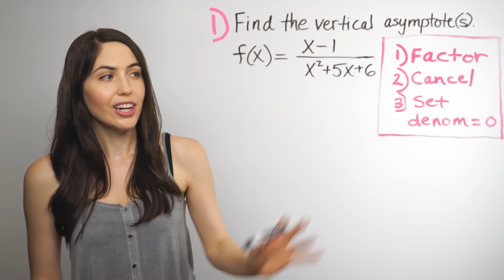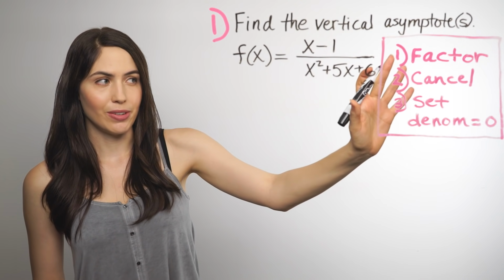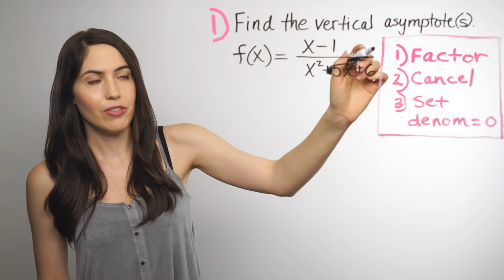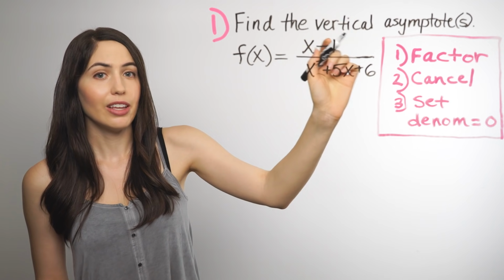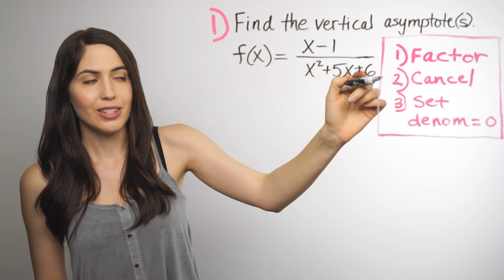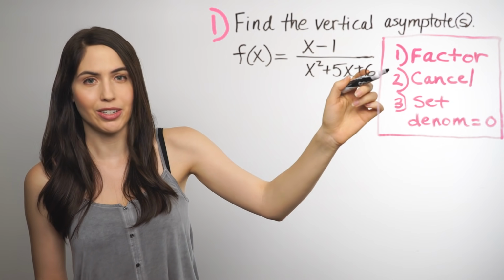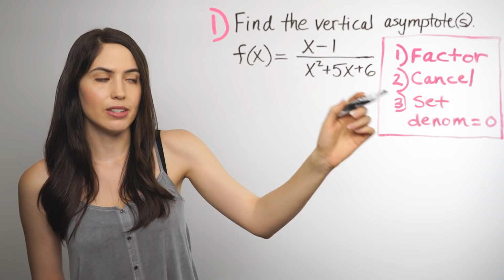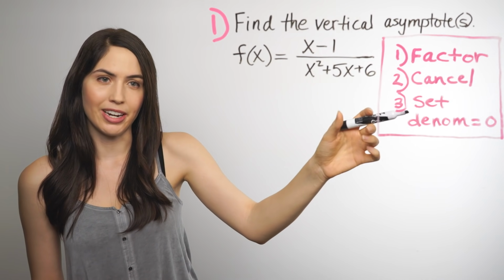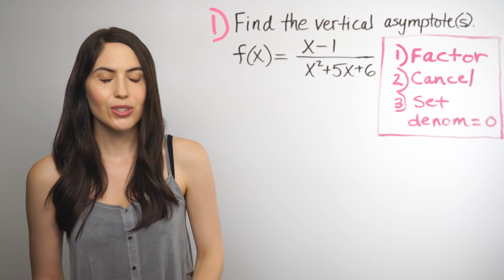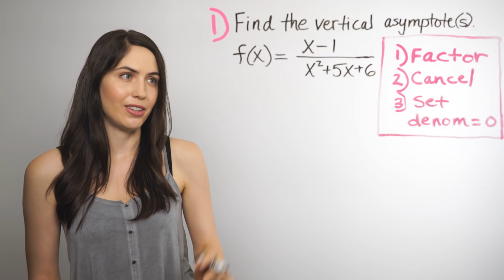Okay, so here are the 3 steps you can always use to find the vertical asymptotes of a rational function. The first is to factor the top and bottom if you can, and all that you can. I'll show you what I mean. The second is to cancel any common factors from the top and bottom to simplify. And the last step is to take the bottom, the denominator, and set it equal to 0 to find the vertical asymptotes. So let's try it for this function.